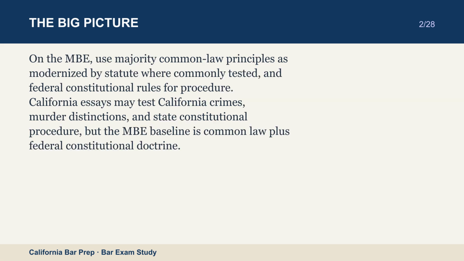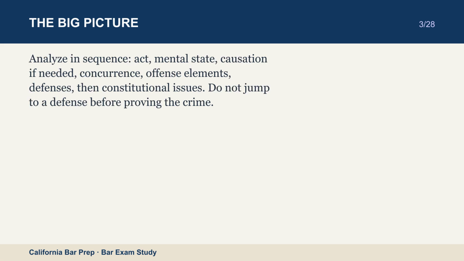On the MBE, use majority common law principles as modernized by statute where commonly tested, and federal constitutional rules for procedure. California essays may test California crimes, murder distinctions, and state constitutional procedure, but the MBE baseline is common law plus federal constitutional doctrine. Analyze in sequence. Act, mental state, causation if needed, concurrence, offense elements, defenses, then constitutional issues. Do not jump to a defense before proving the crime.